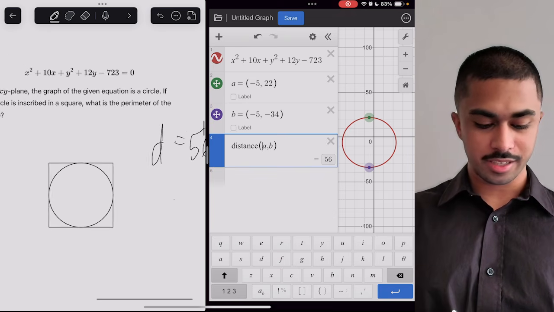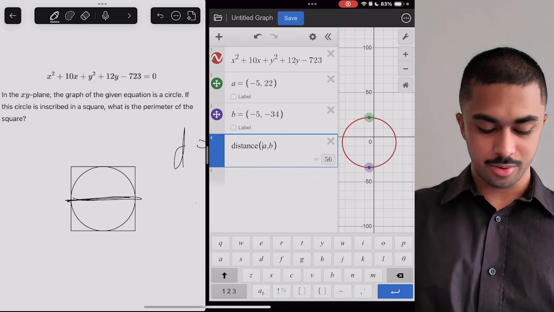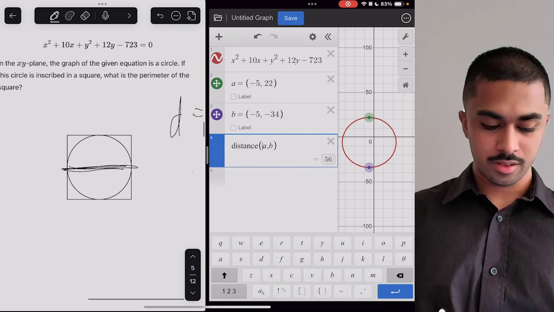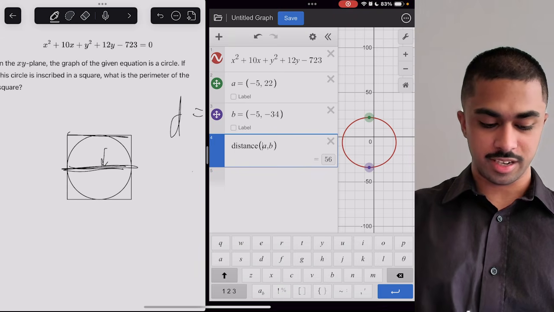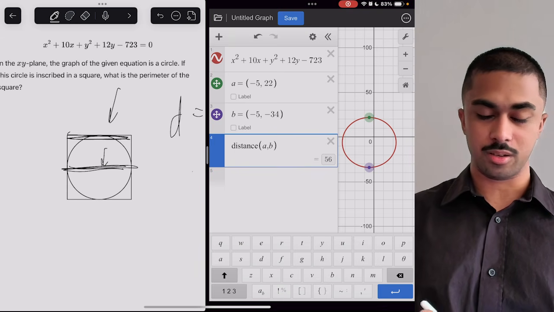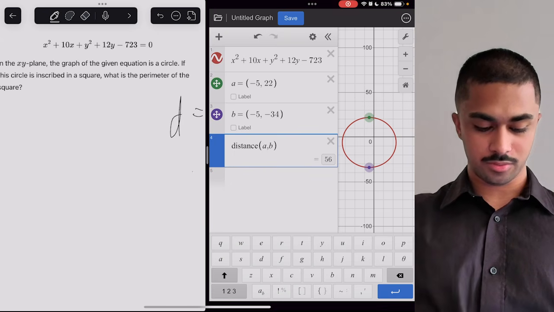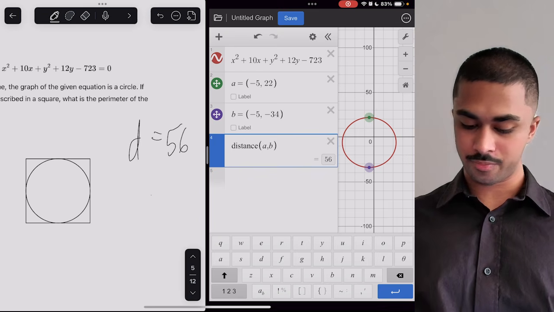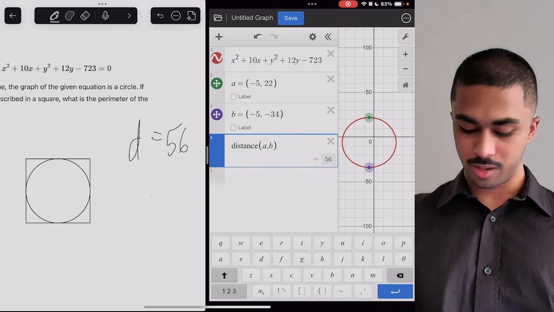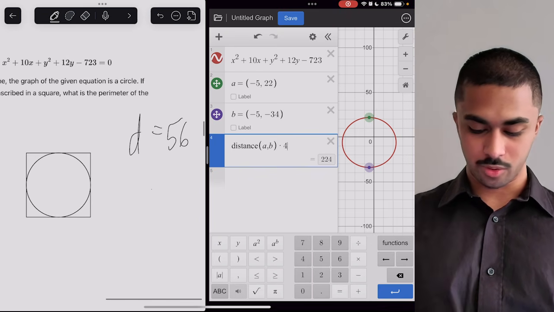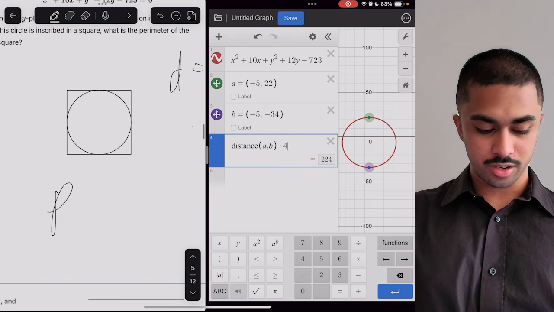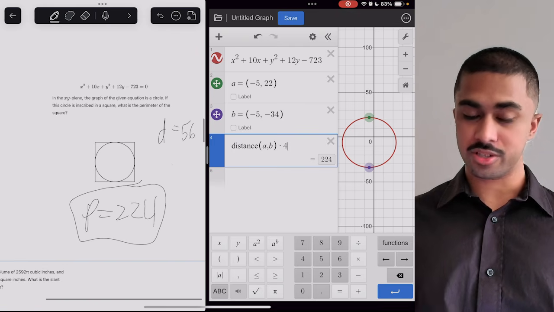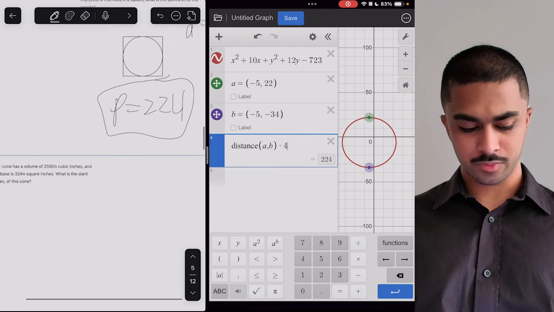So in this case, if we found the diameter and we're looking for the perimeter of the square, then the diameter is basically exactly the same length as the side length of the square. So finding the perimeter, we just take this diameter and we multiply it by 4. And what we can do is we can do it on the same line, 224. So the perimeter equals 224 because it's just 4 times the diameter. Next one.